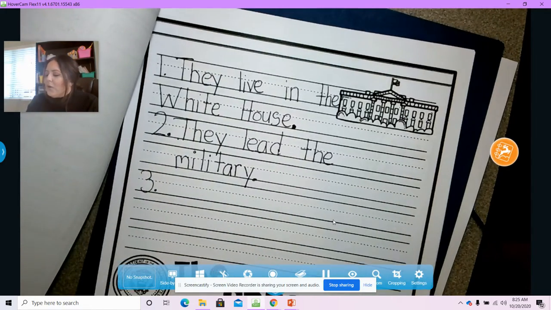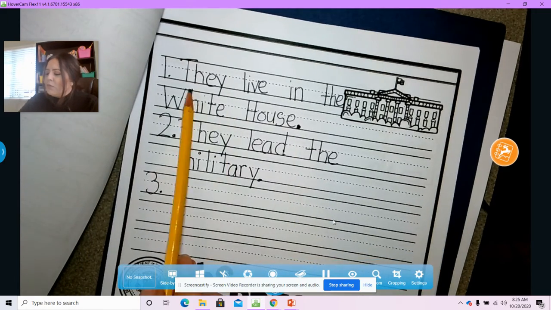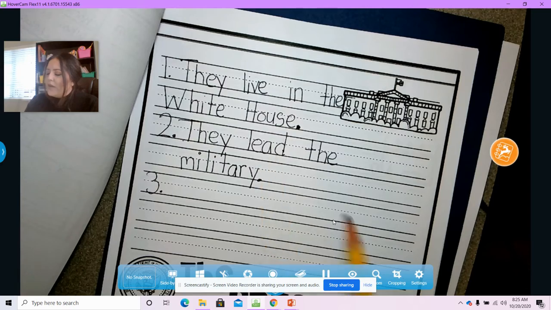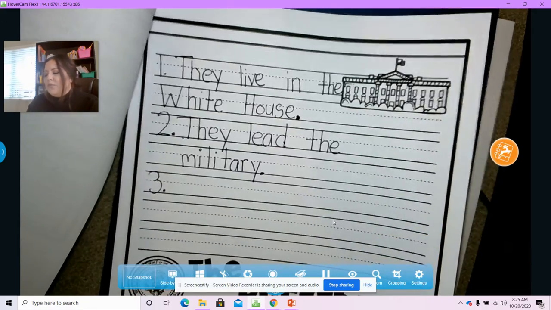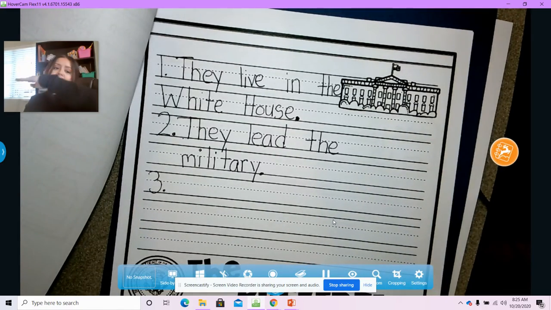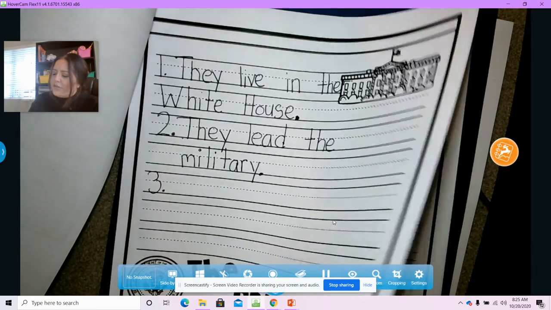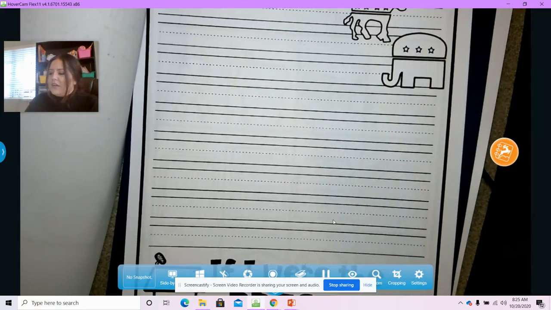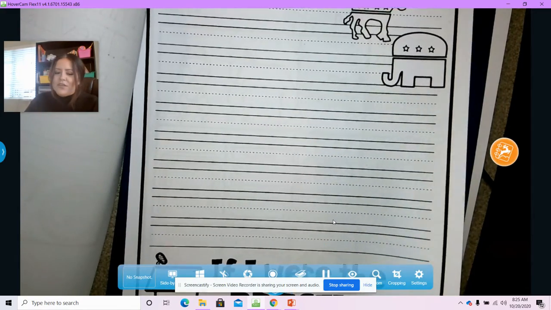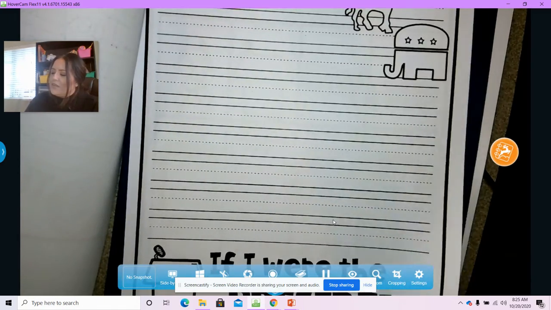So we've been talking about elections, and we read a little bit about the president. Some things that we know is that the president lives in the White House, they lead the military, and then you were to come up with something else. For example, they fly on Air Force One. They talk to other world leaders. And then you wrote what you would do if you were the president. So what would you do if you were the president?